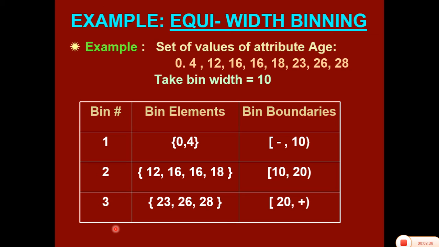Again I repeat, we are supposed to define the boundaries with this bin width of 10. So the first bin will be greater than or equal to 0 and less than 10. You are not going to include the 10 because the value is less than 10. The second bin is greater than or equal to 10 and less than 20, and the third one is greater than or equal to 20 and less than the upper value. So these are the bin boundaries.